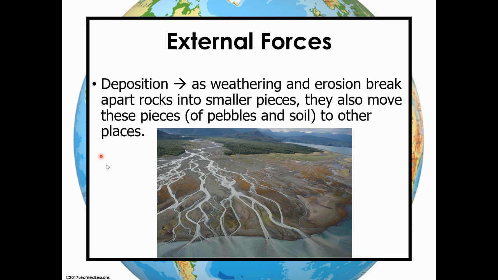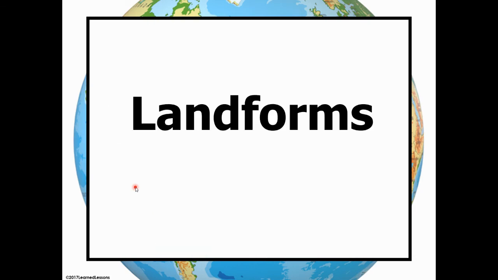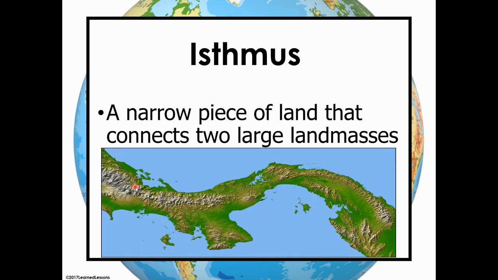So this is it for your lithosphere. Those 3 slides should be done. What I'm going to do is we're immediately going to move into landforms, because again, it's not going to take very long. It's only 1 slide. It's only definitions, okay? So an isthmus is a narrow piece of land that connects 2 large land masses. This is going to be Central America connecting North America to South America.